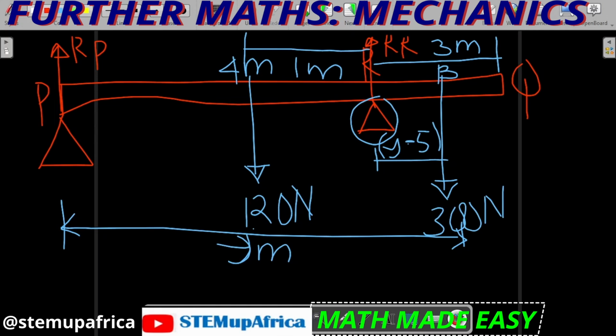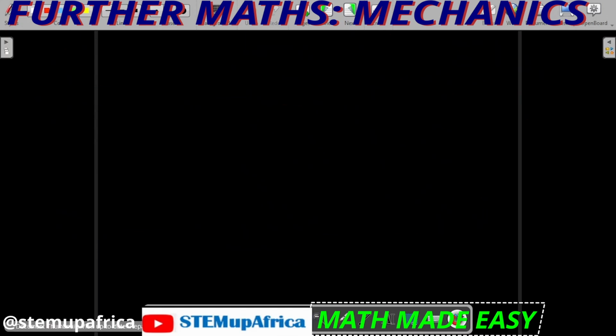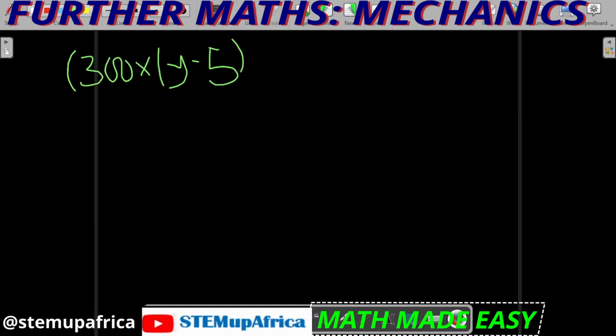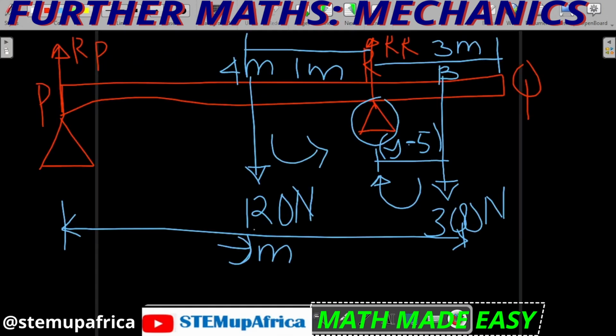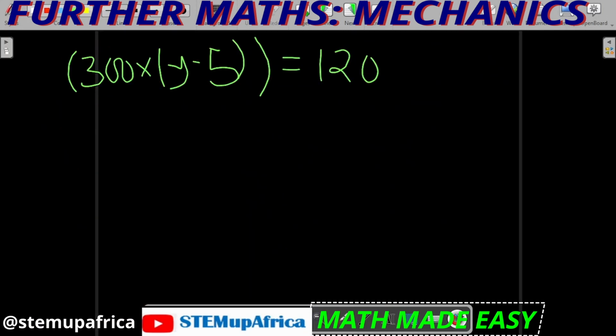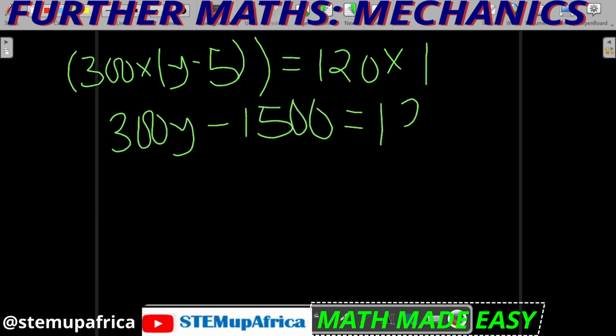From this point, I can now take my moment at R, clockwise and anti-clockwise. Clockwise now is the 300 and the anti-clockwise is the 120. I'm going to have 300 times y minus 5 equals 120 times 1. If I expand, that will give me 300y minus 1500 equals 120.